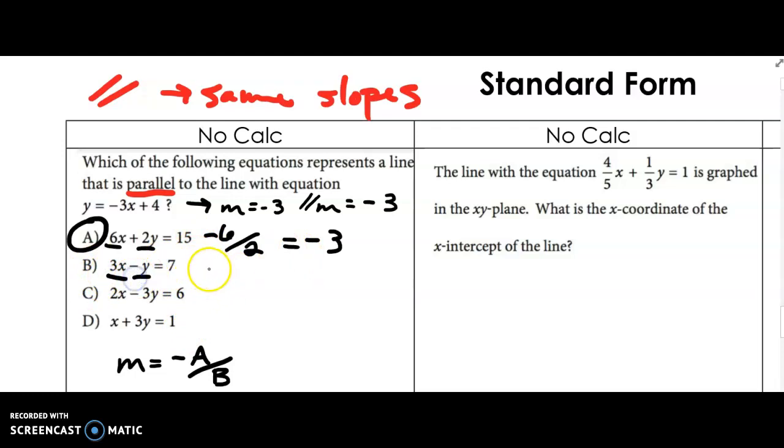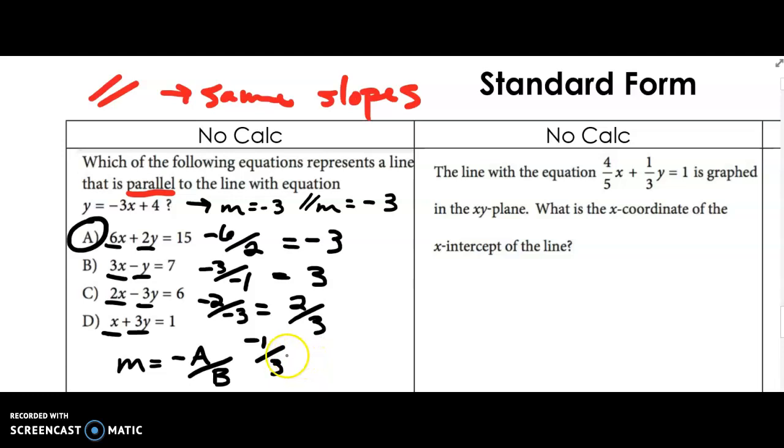A divided by b, that's 3 divided by -1. Change the sign, and we get +3, so that's a no-go. Let's see, 2 divided by -3, change the sign. That gives us 2/3. That is not what we were looking for. And then the last one, 1 divided by 3, change the sign. We get -1/3. Looks like A is our option. That took no time at all, people. -A over B is our slope when we are in standard form.